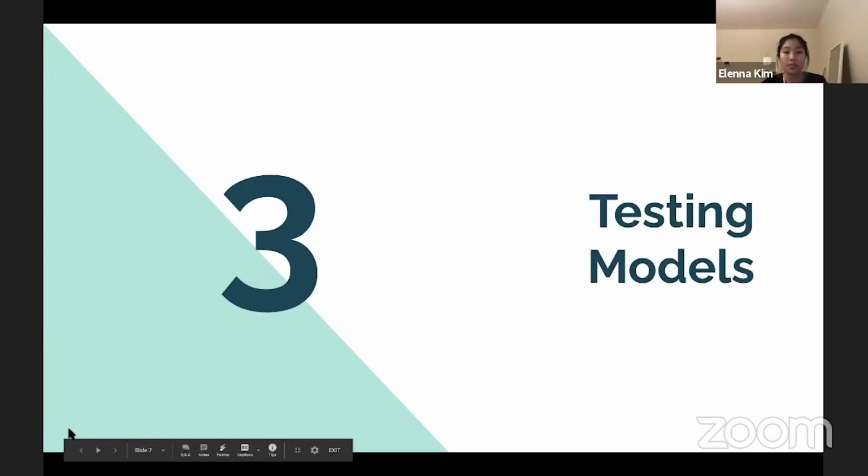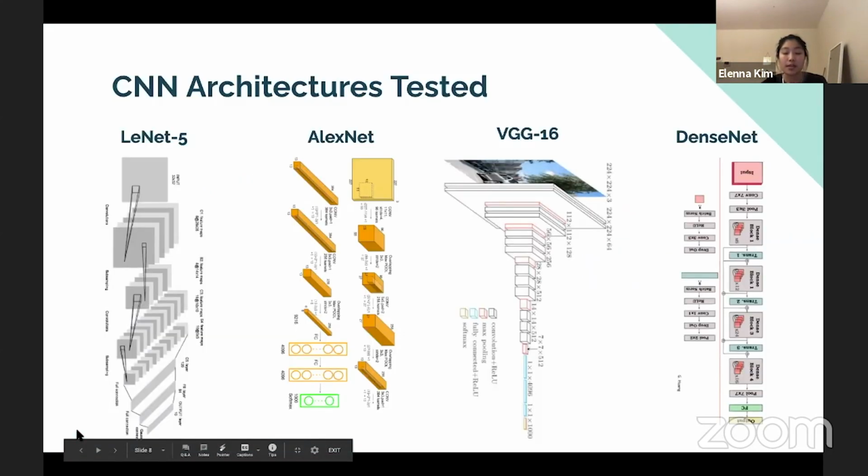The third step of our approach was to test different CNN models. There are already several well-established CNN architectures, so we decided to select a few of them, use them as our baseline, and try to improve them where we could. The different CNN architectures we tried were LeNet-5, AlexNet, VGG16, and DenseNet. As mentioned before, CNNs consist of several layers. In these graphics, each block or series of squares represents a layer. Some CNN architectures contain more layers than others, such as VGG16, and these tend to be more computationally expensive.